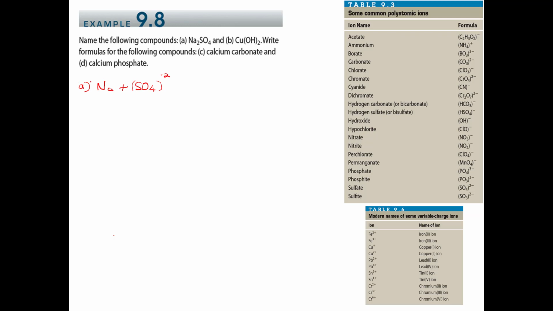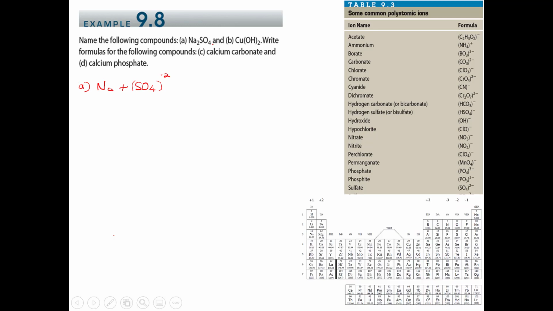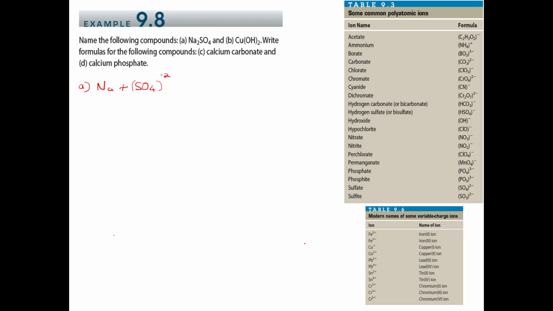In case of sodium, we know sodium is +1 because it's in the first column. In order to get a neutral compound, we need 2 ions of sodium because we had here -2, and in order to get +2, we need 2 ions of hydrogen.